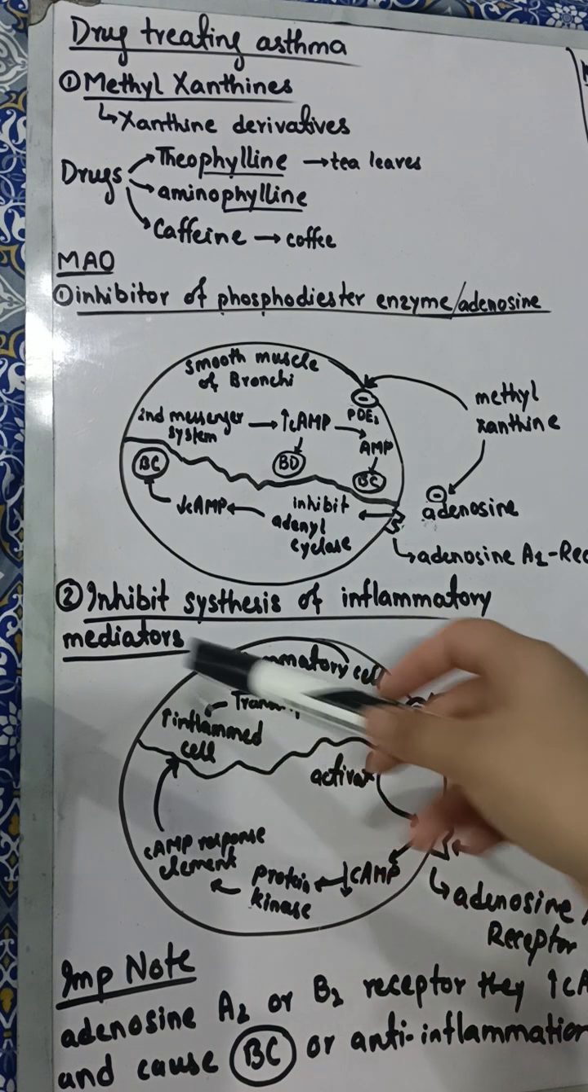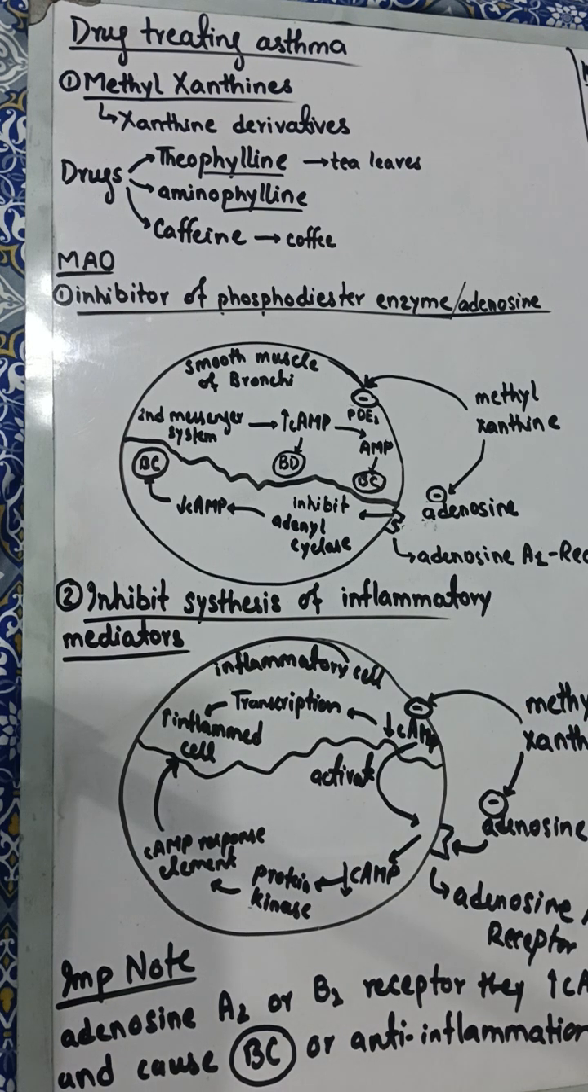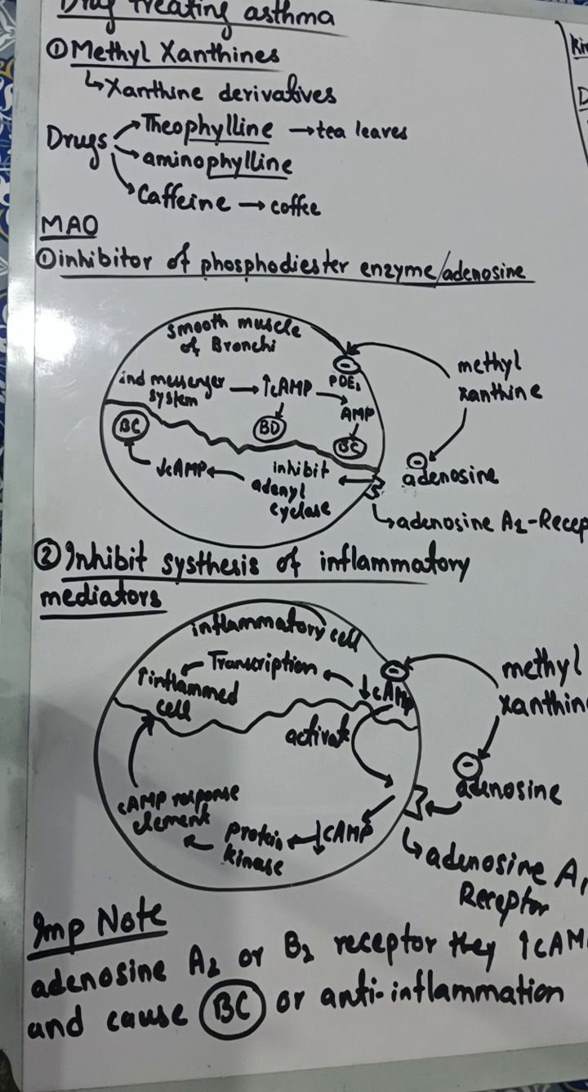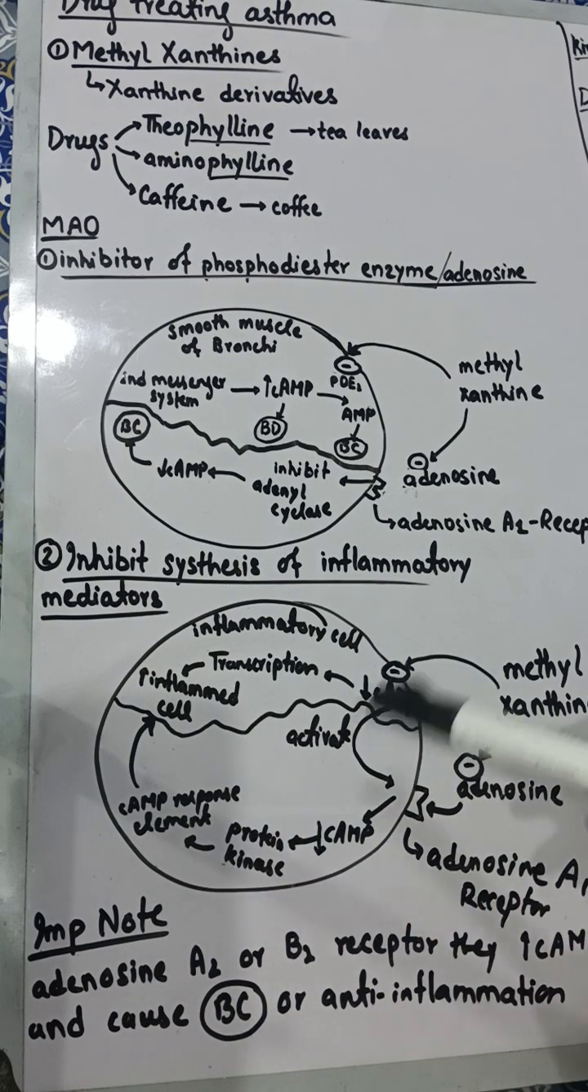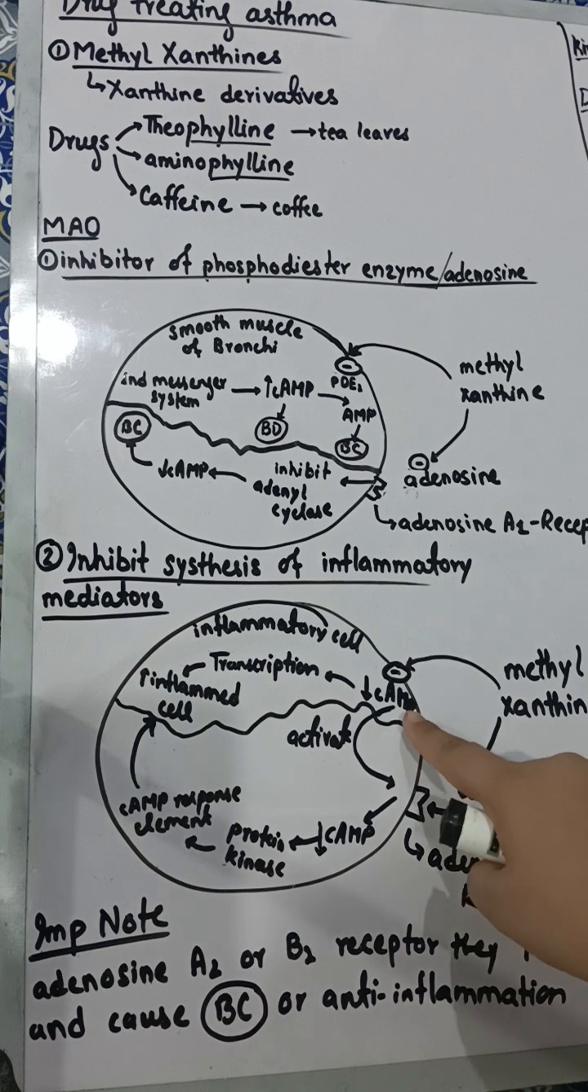They inhibit the synthesis of inflammatory mediators and inflammatory cells like eosinophils, basophils, and neutrophils. All of these cells, their synthesis is blocked. If their synthesis is blocked, the inflammatory response will be decreased. So let's discuss how it is happening. Here I have explained that mechanism. This is your inflammatory cell.